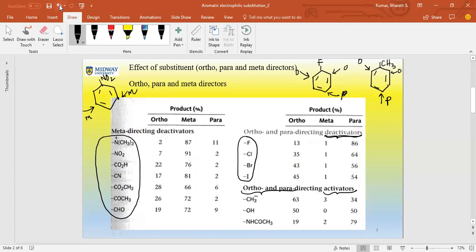So you do not have to remember it. If you already added an electrophile, you can figure it out based on this list. Now you also have to look at something.